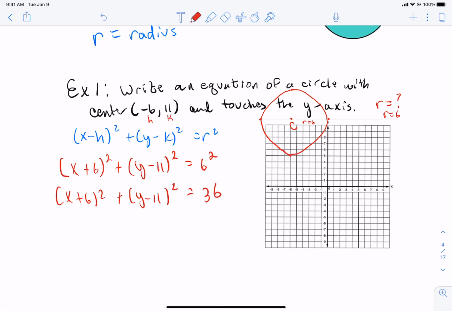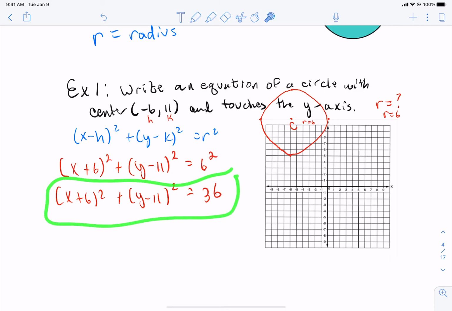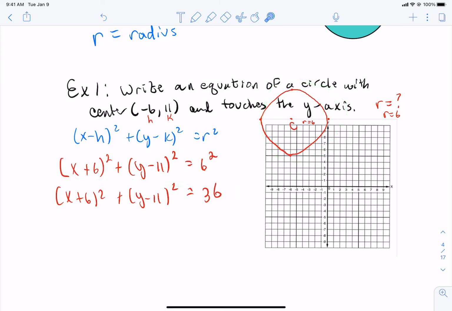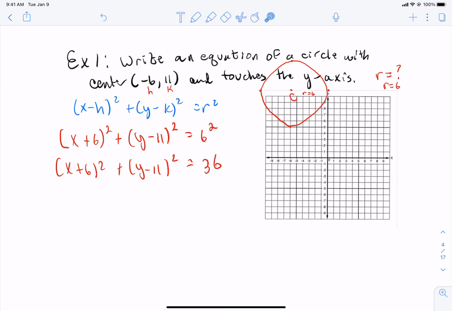So we have found an equation of a circle with center (-6, 11) that touches the y-axis. And you could always take and put this equation as is into Desmos and make sure you get the center at (-6, 11) and a radius of 6, or that you touch that y-axis. So there's example 1.